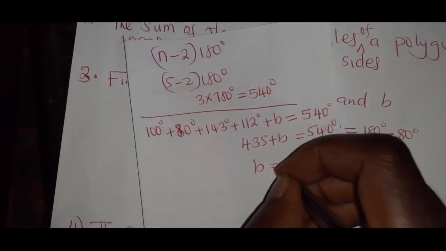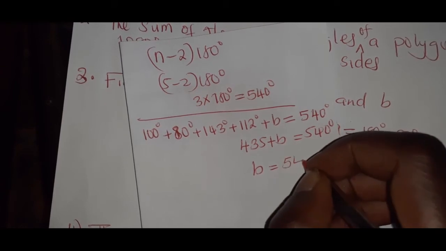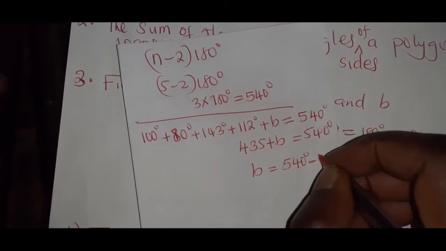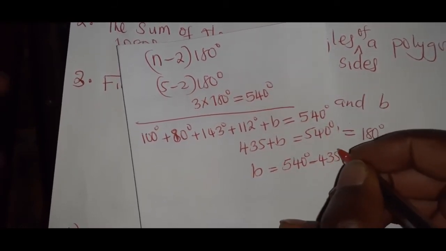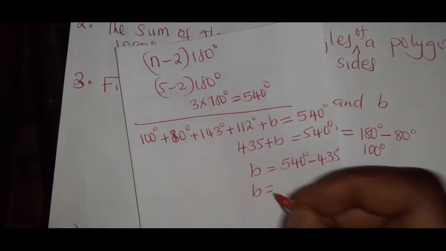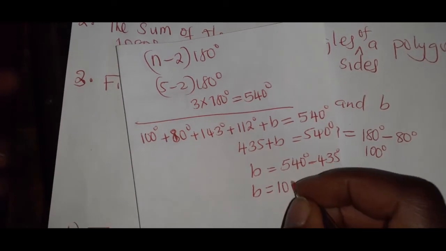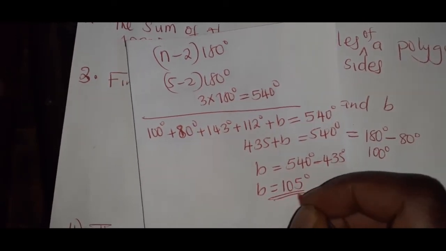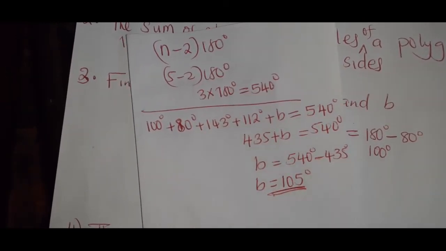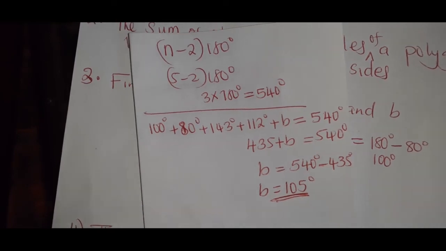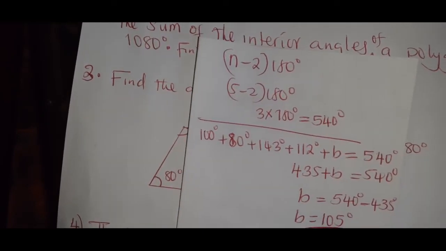Then B now is equal to 540 degrees minus 435. So B is equal to what? Let's subtract. This is going to be 105, if I'm correct, which I hope I am. So basically, this is what we are supposed to do here.